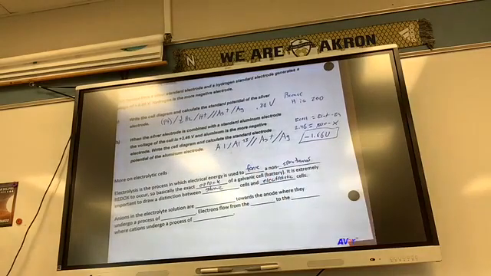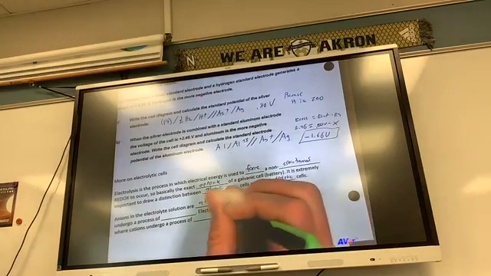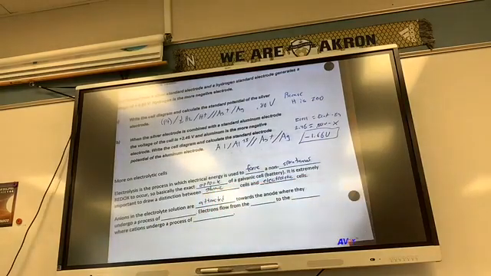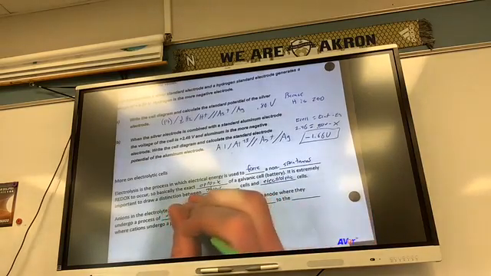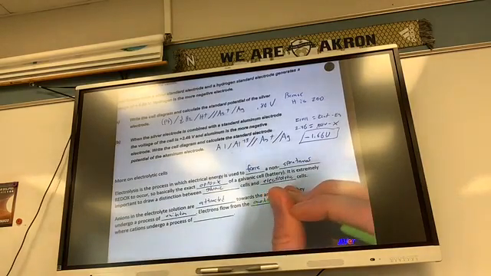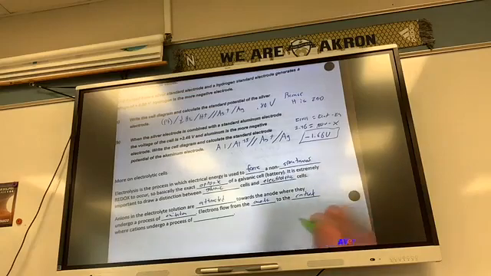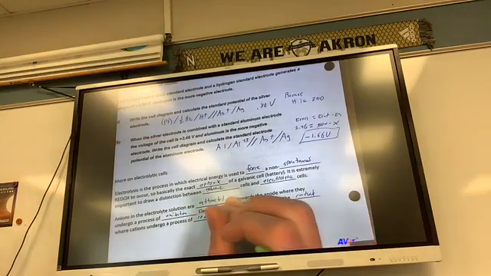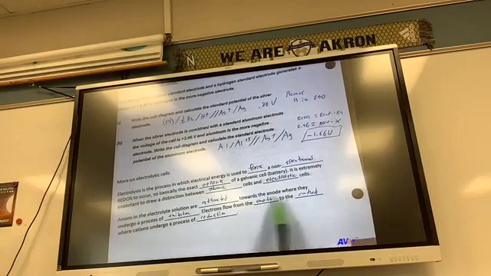Electrolytic cells. Anions in the electrolyte solution are attracted towards the anode, where they undergo a process of oxidation. Electrons flow from the anode to the cathode, where cations undergo a process of reduction. Flip the page. Yes. So oxidation, anode, cathode, reduction.